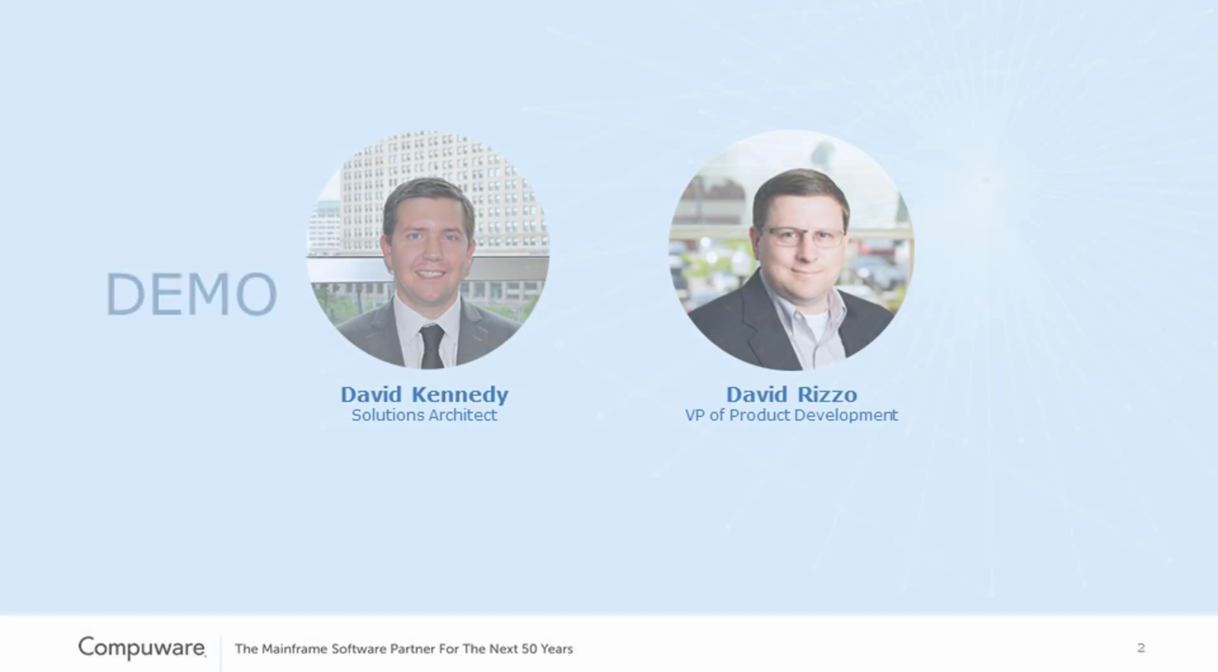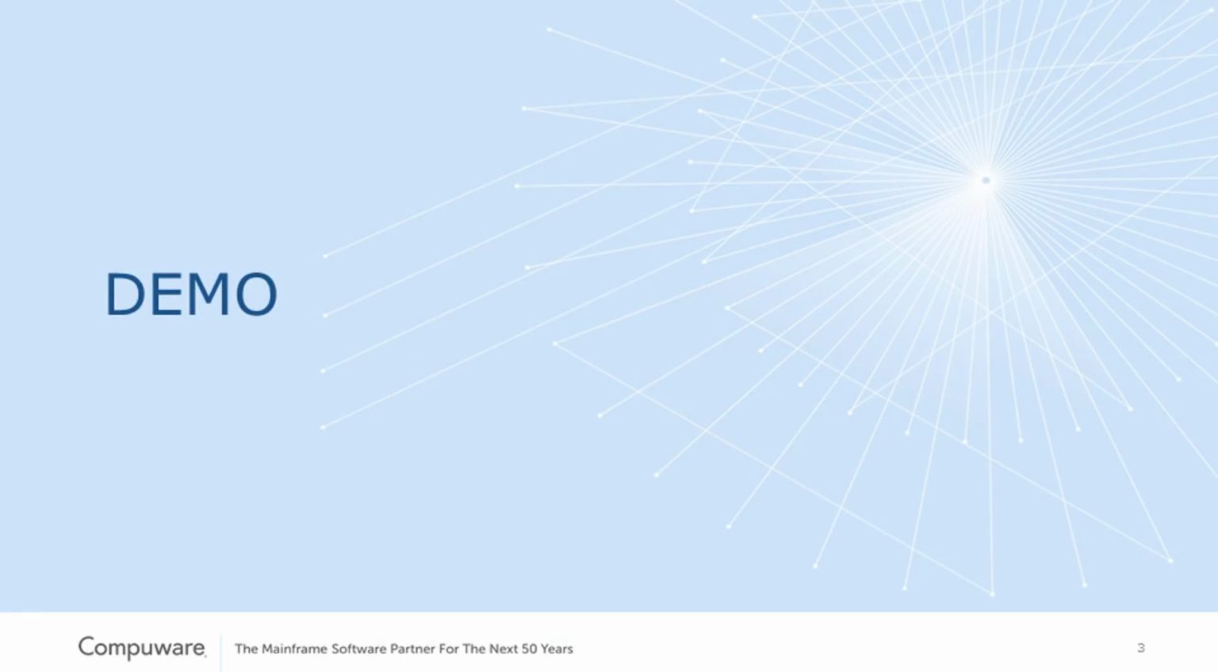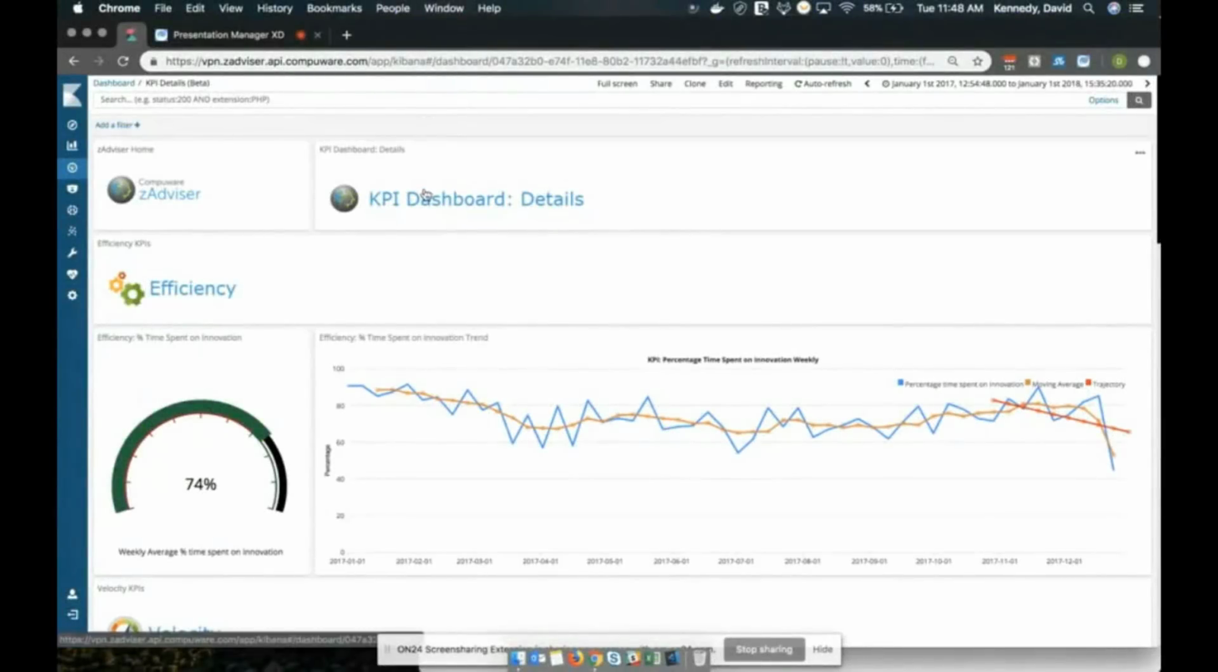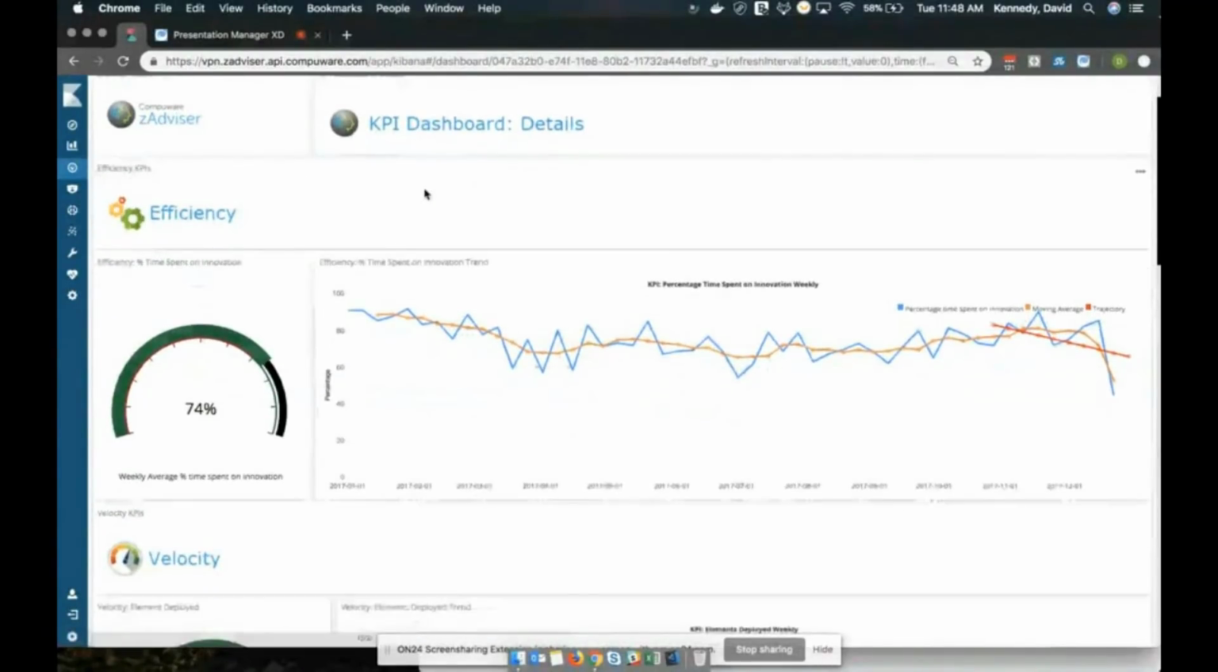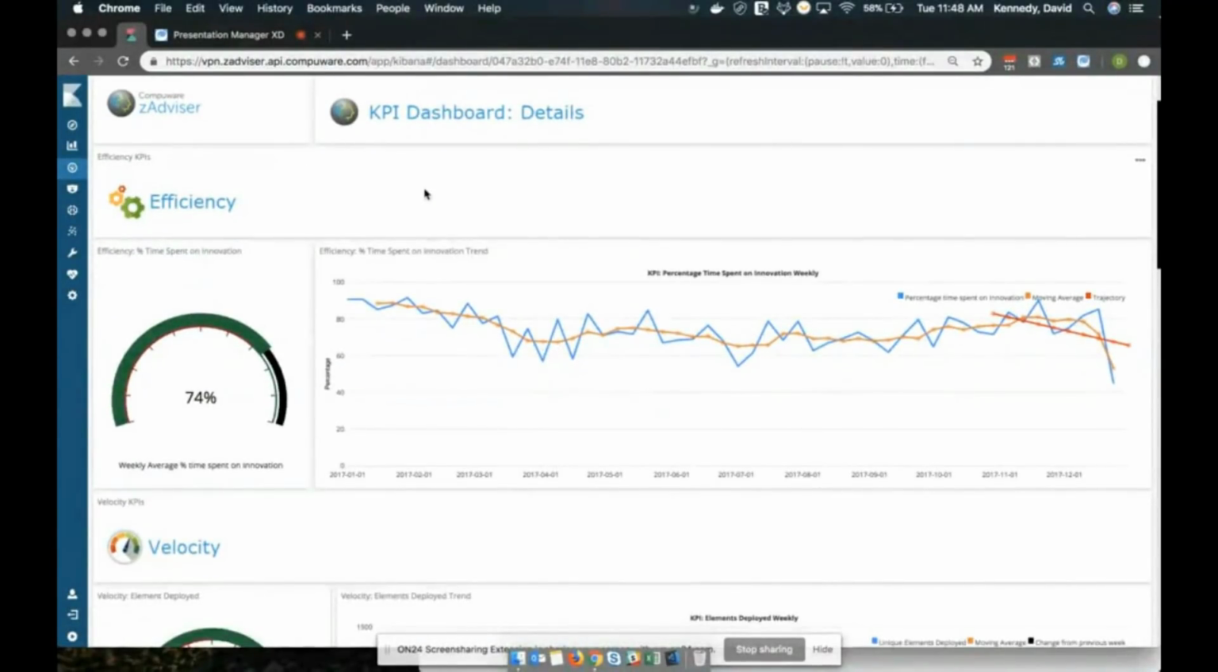All right, thank you, David. Now I'd like to jump into a live demonstration of our key performance indicators within the zAdviser product. When you're brought into the zAdviser product, the first KPI that you see is efficiency. And what I'd like to explain here is how to read these charts and what the different colors mean, and how you interpret each of these KPIs and how you can use them to improve your mainframe development processes.